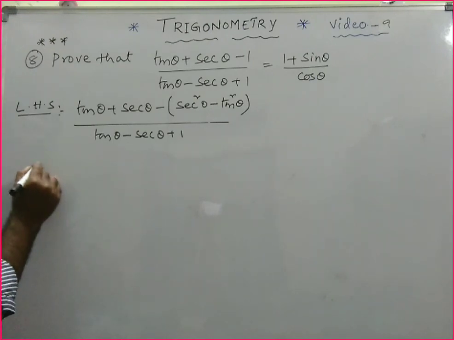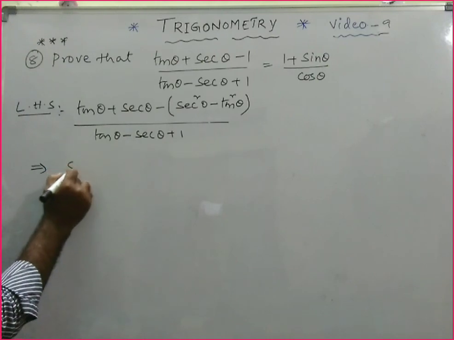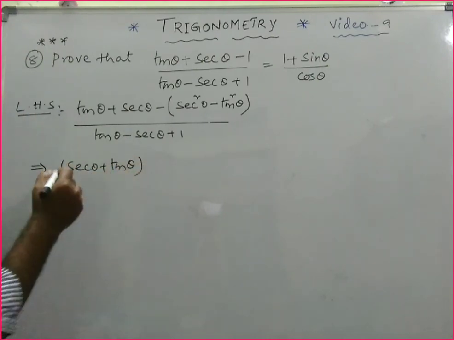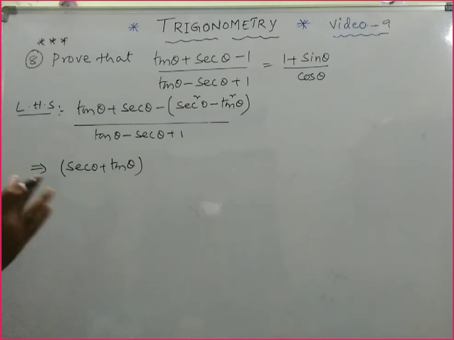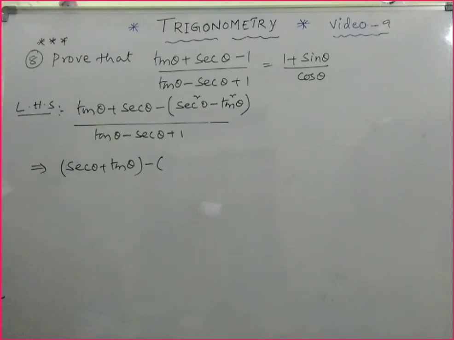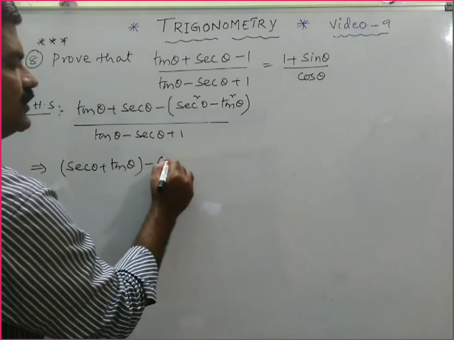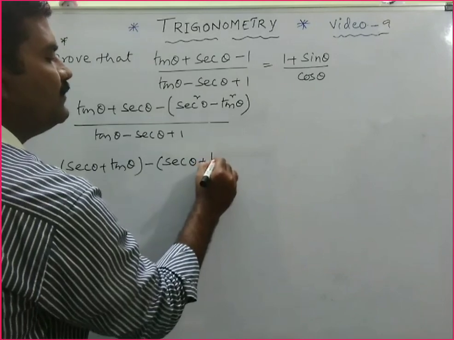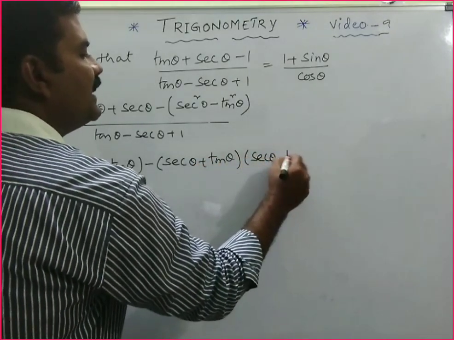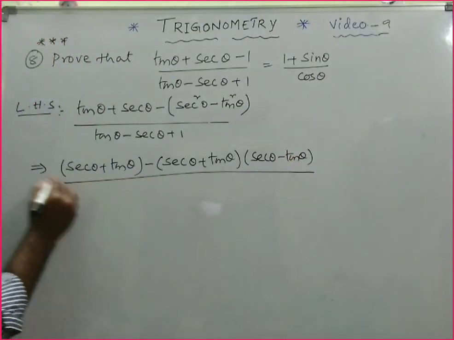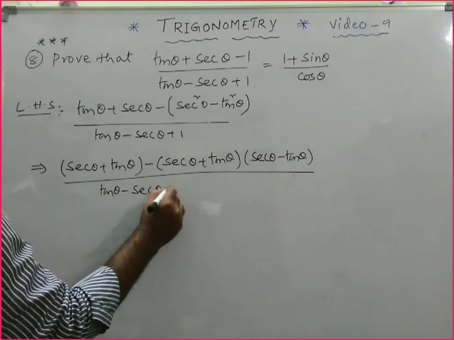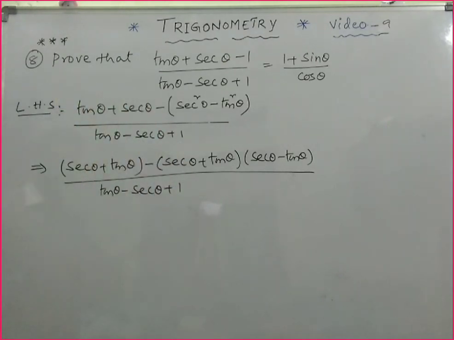Okay. Now look at this. Tan plus secant is nothing but secant plus tan. Can write now? A plus B is nothing but B plus A. Fine. Minus. Now this is just like A square minus B square. Do you know? A square minus B square, how can we write? A plus B into A minus B. And whole divided by denominator is as it is. Do not disturb. No change.